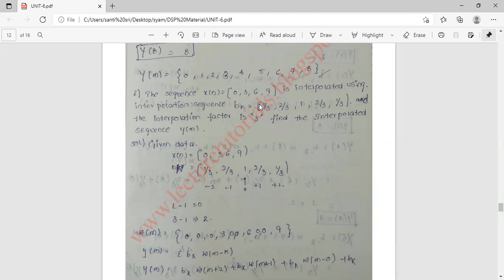Okay. So here L is given as 3. Okay, x of n is 0, 3, 6, 9. Bk is 1 by 3, 2 by 3, 1, 2 by 3, 1 by 3. The arrow is given here, it means that bk of minus 2 is 1 by 3. Bk of minus 1 is 2 by 3. Bk of 0 is 1. Bk of 1 is 2 by 3. Bk of 2 is 1 by 3. So here L is given as 3. L minus 1 is 2.